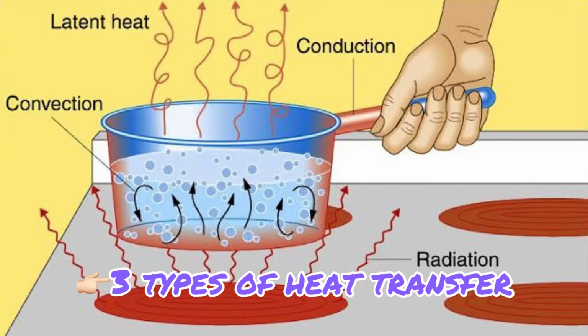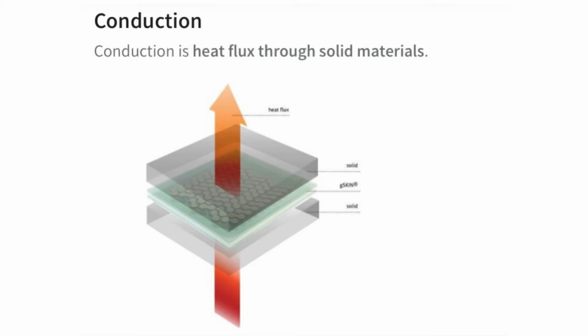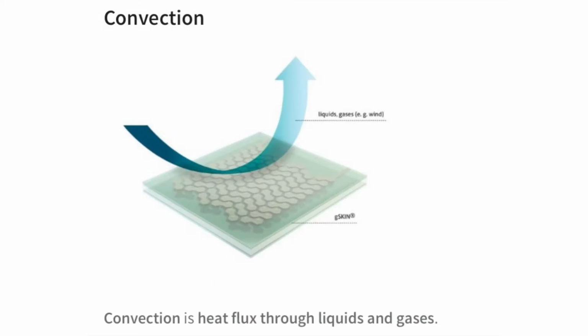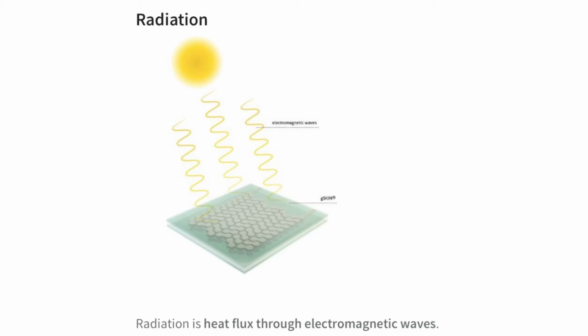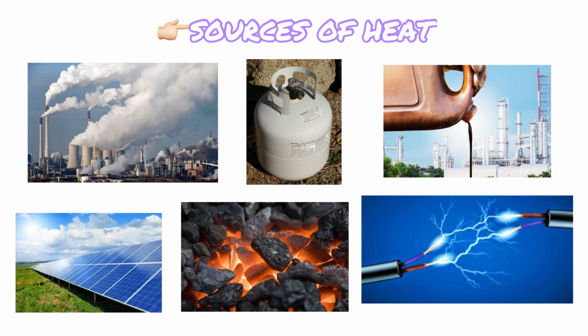There are three types of heat transfer. First is conduction. Conduction is the transfer of heat through solid materials. For example, heat generated inside an enclosure is transferred to the outer surface by means of conduction. Second, convection. Convection is the transfer of heat from a surface by means of a fluid or gases such as air. Third, radiation. Radiation is a process where energy is radiated through electromagnetic waves. These are a few examples of the sources of heat energy.